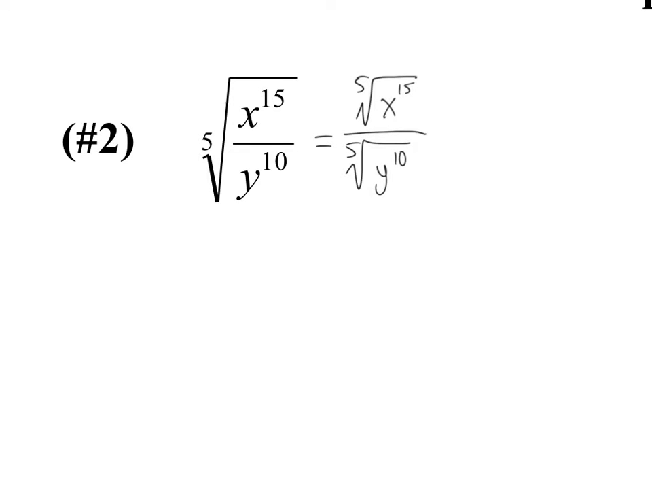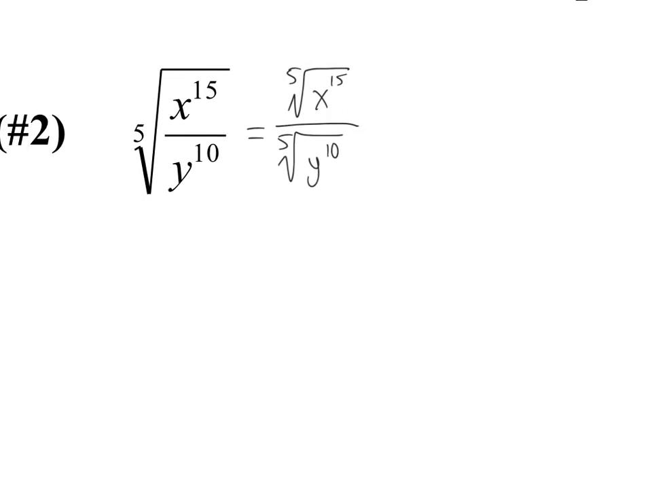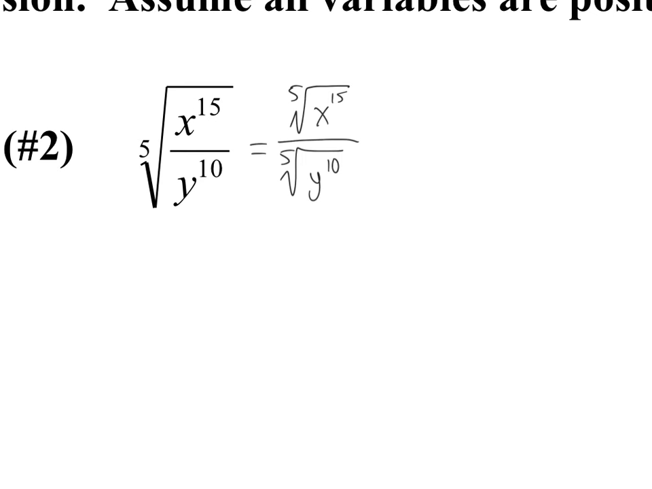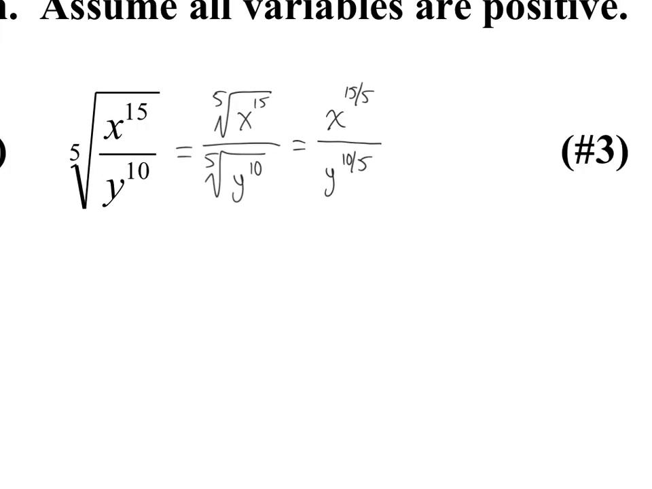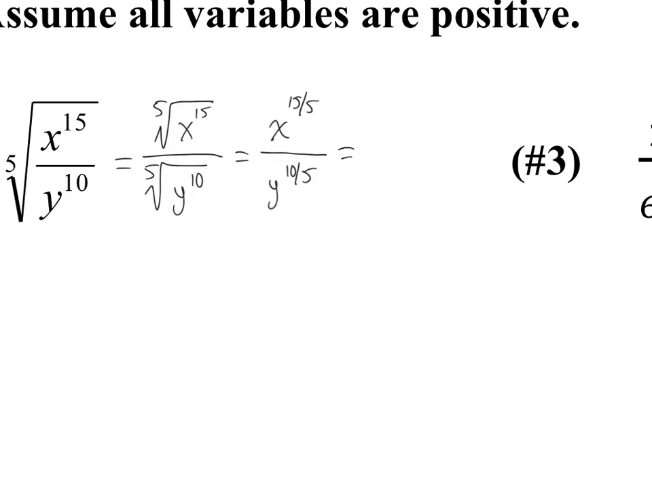Okay? And so what we're going to do now is convert this to rational notation. This is going to make things a lot easier. If we write it in rational notation, we have x to the 15th, and the root is 5, so it's going to be 15 over 5, right? And on the bottom, we're going to have y to the 10 divided by 5. And then we can just divide this. Well, 15 divided by 5 is x to the 3rd, and 10 divided by 5 is y squared, and there's our answer.